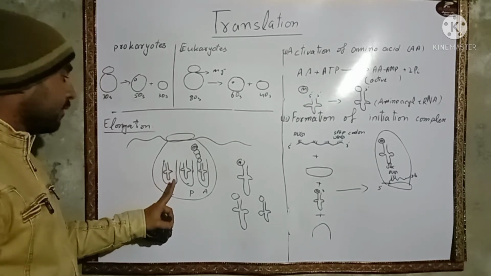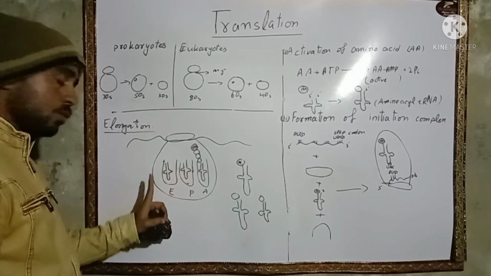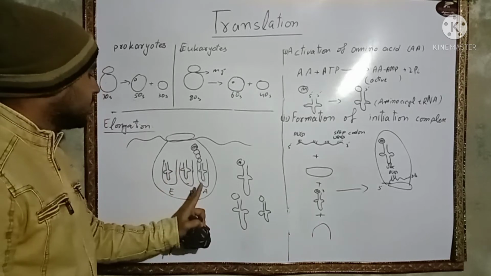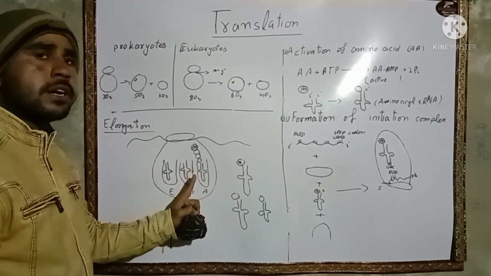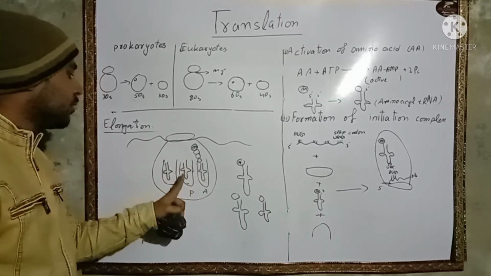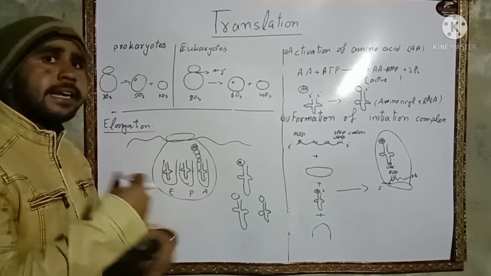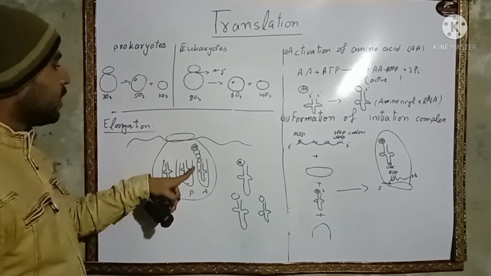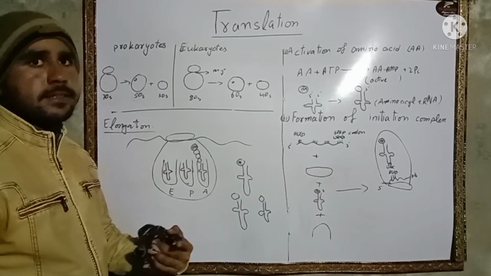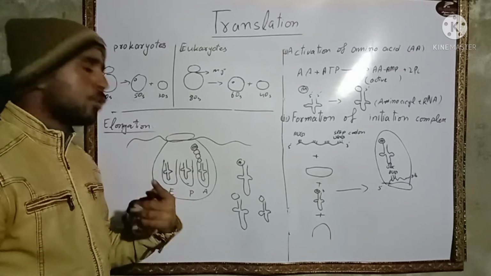This transfer RNA will be removed from the initiation complex, and this transfer RNA will enter into the E site, and the P site will again remain empty, and this aminoacyl transfer RNA, which contains 4 amino acids, enters into the P site. In this way, this process will continue again and again, and a long polypeptide chain will be synthesized, and we know that a polypeptide chain is known as protein.